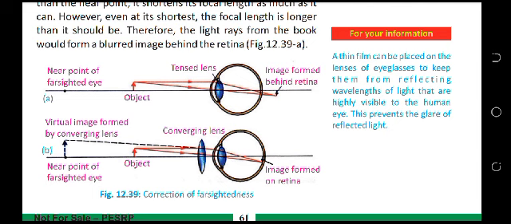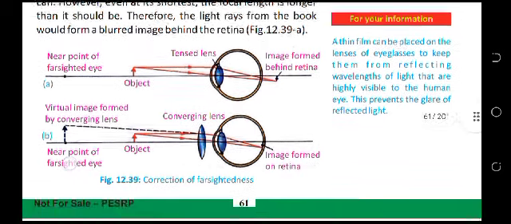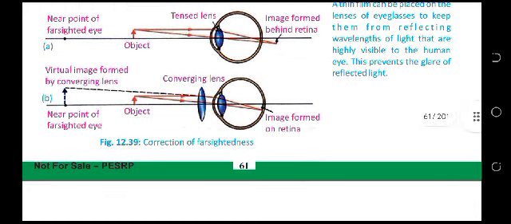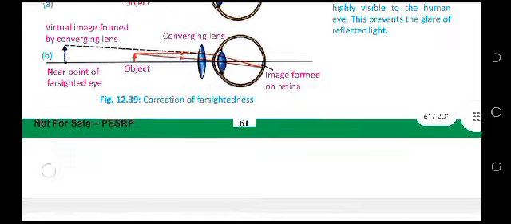For your information, a thin film can be placed on the lenses of eyeglasses to keep them from reflecting wavelengths of light that are highly visible to the human eye. This prevents the glare of reflected light.